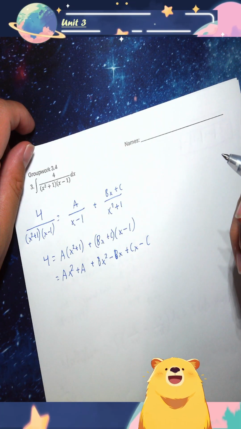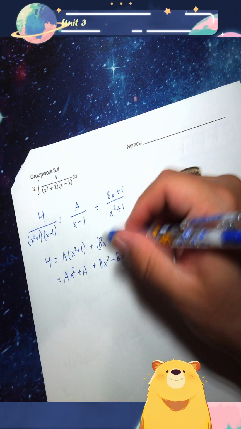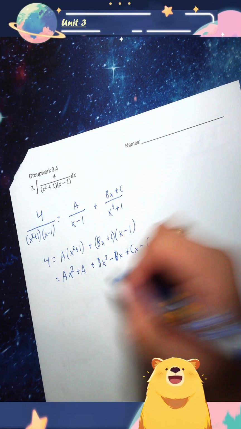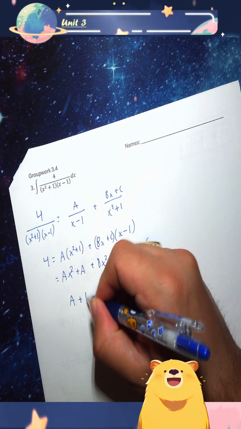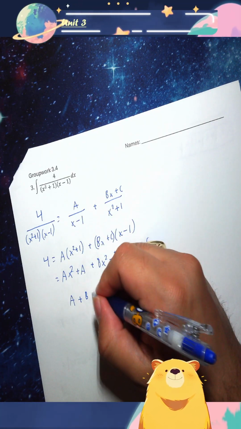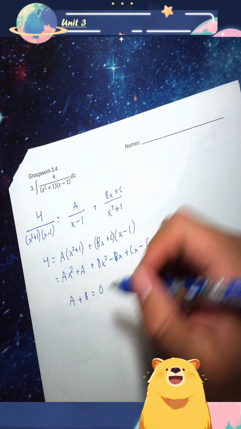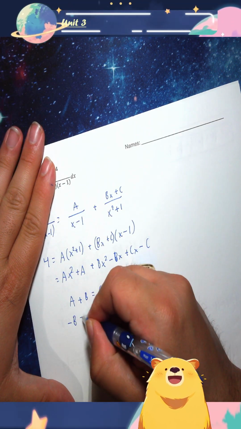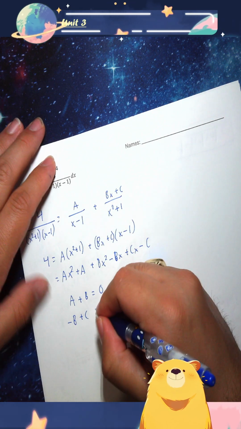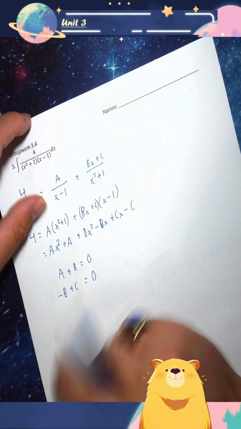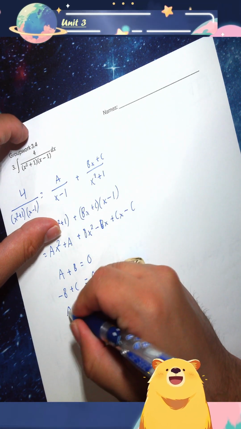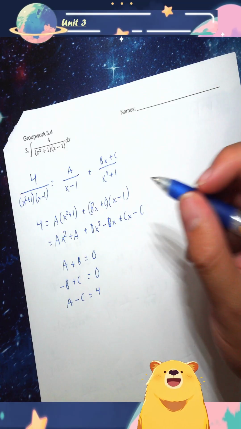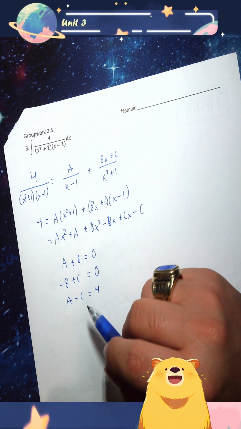Okay, so from here, I'm just double checking all my math. So gathering up all the x squares on the right hand side, we have no x squares on the left hand side, so that's going to be 0. Gathering up all the x's on the right hand side, negative b plus c. On the left hand side, we also don't have any. And then gathering up all the constants, a minus c, we just have the one constant on the left, 4. Okay, so let's go ahead and do some magic to figure this out.